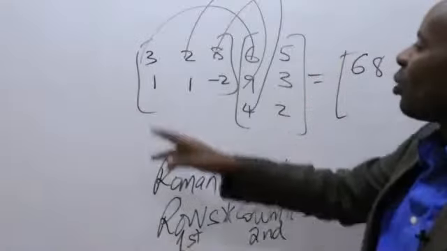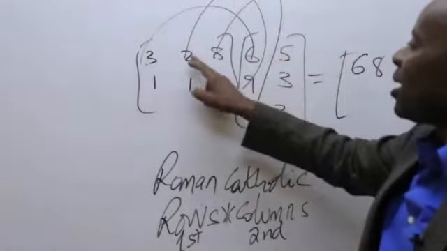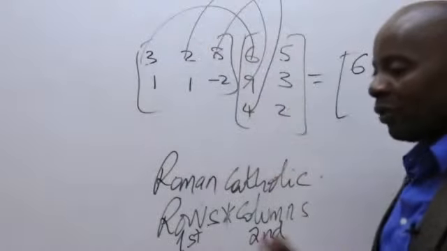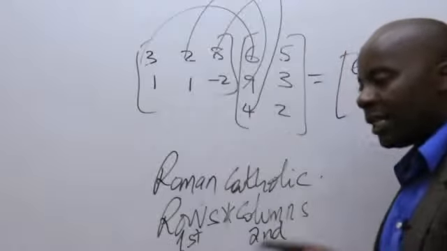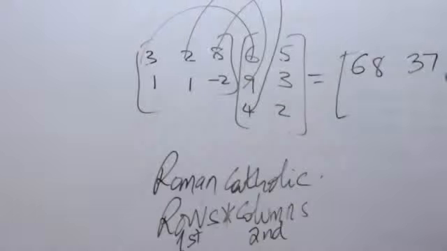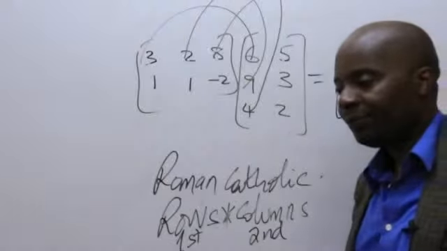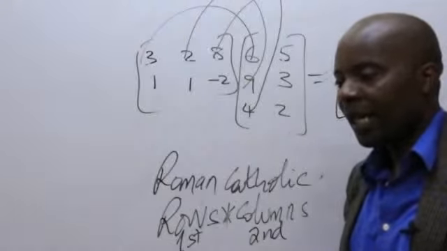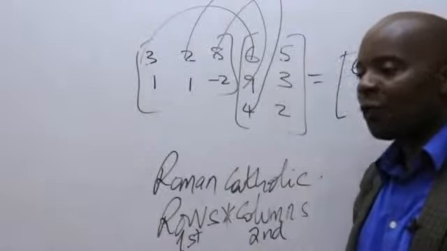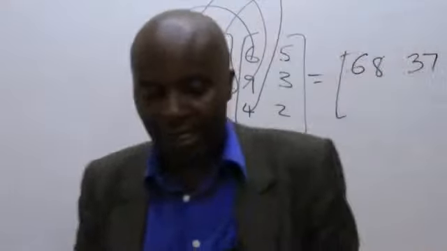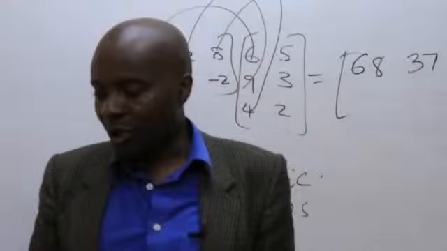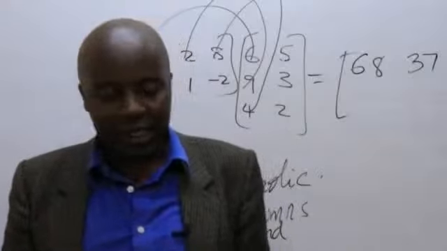So first ones multiplied, we have 3 by 5, plus 2 by 3, plus 8 by 2. You give me an answer. Denise is able to see 37. Is there anyone else who is able to get that 37? Yes, Garang is also giving me the same. These answers here should come from all of us. Kiprotich is also getting the same, 37. Thank you very much.